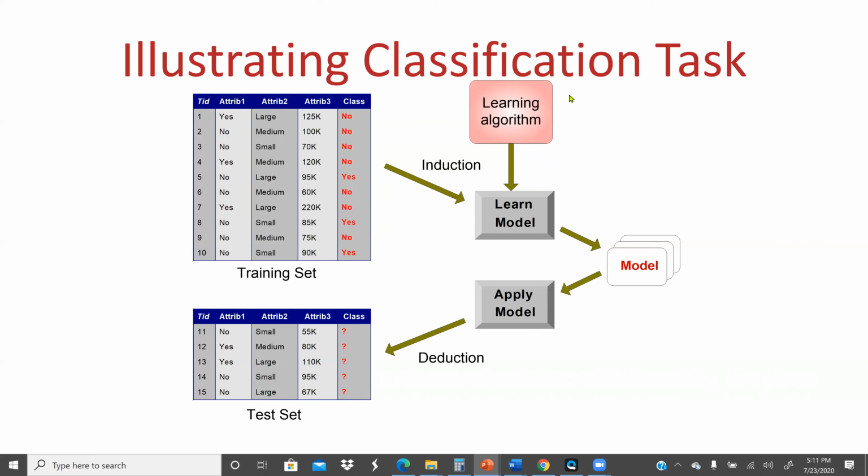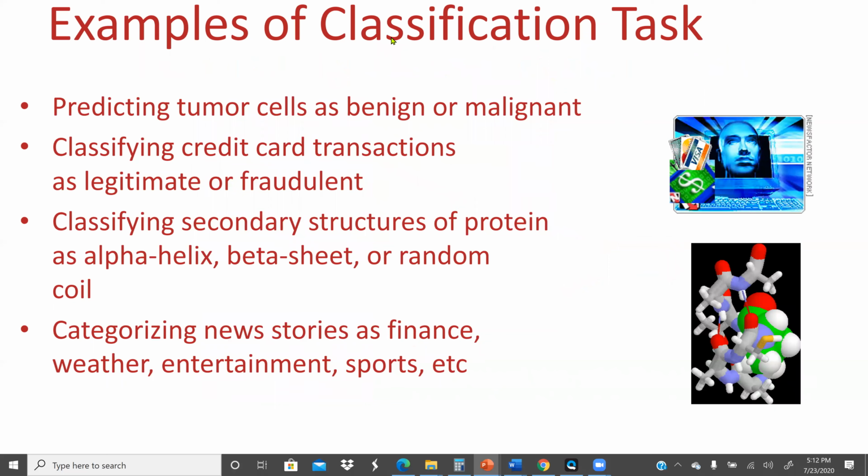So the classification concept has two steps. In the first step, we use the training set to build a model. Then in the second step, we use the test set to validate or test the model accuracy. These are some examples of classification tasks. For example, it has been used for predicting tumor cells as benign or malignant, whether the cancer is cancerous or non-cancerous, dangerous or not dangerous.